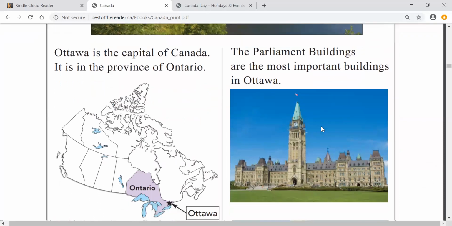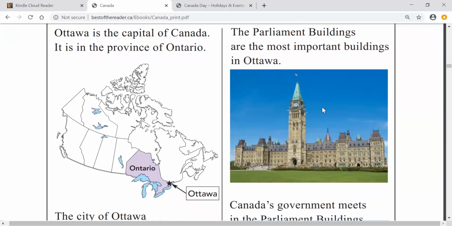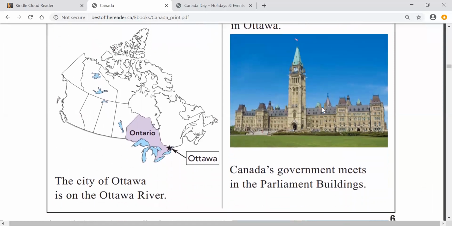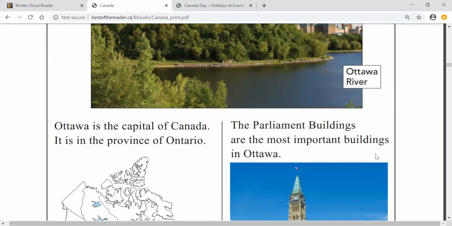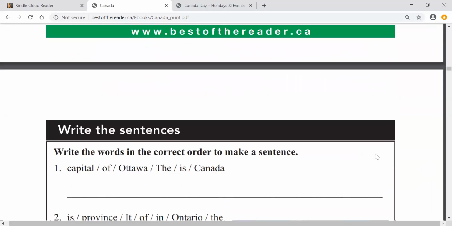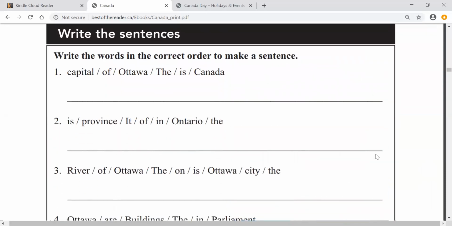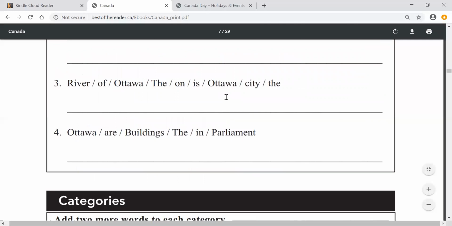What is inside Ottawa? The Parliament buildings are the most important buildings in Ottawa. Why? This is where the government works, right? Canada's government meets in the Parliament buildings. Have you ever been to Ottawa? It's a beautiful city. Okay, I would like you to write some sentences and put them in the right order. These are mixed, put them in the right order, please.